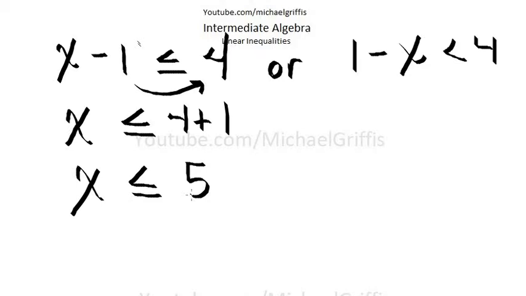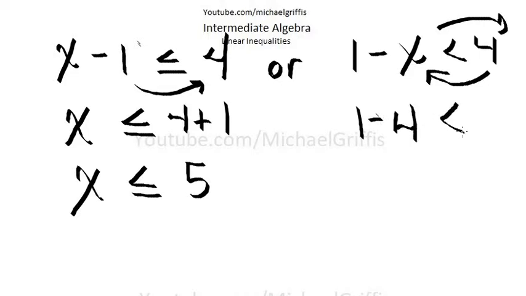Let's take a look at the one over here on the right. In this case, I'm going to move this x over to the right, and we'll move the 4 over to the left. All in one swoop. So we're going to end up with 1 minus 4 is less than, moving the x over becomes a positive x. And so we're left with x is greater than negative 3.